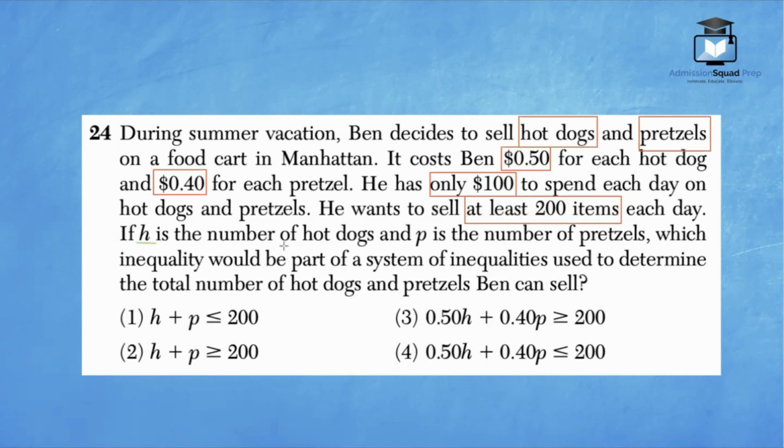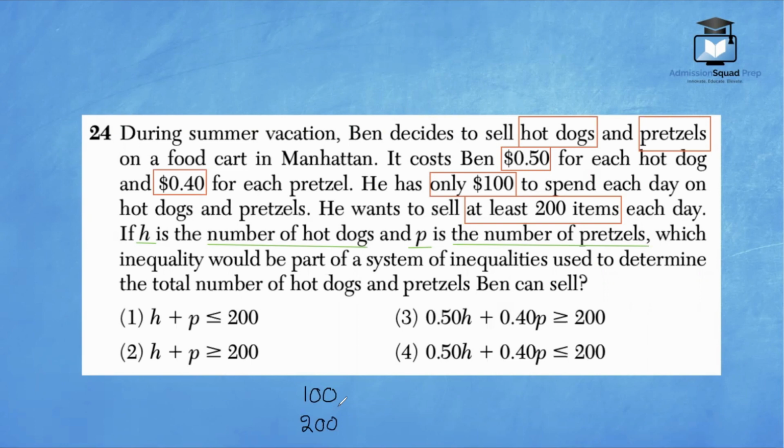If H is the number of hot dogs and P is the number of pretzels, which inequality would be part of a system of inequalities used to determine the total number of hot dogs and pretzels Ben can sell? Let's set up the system. I prefer to start off systems by focusing on the totals. The first total we have is $100, and the second total we have is 200. So let's interpret what they mean.